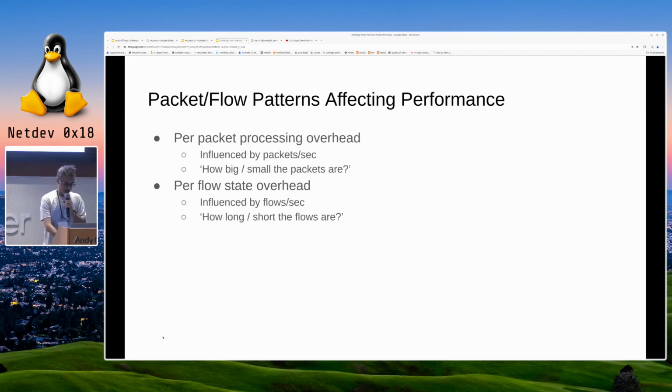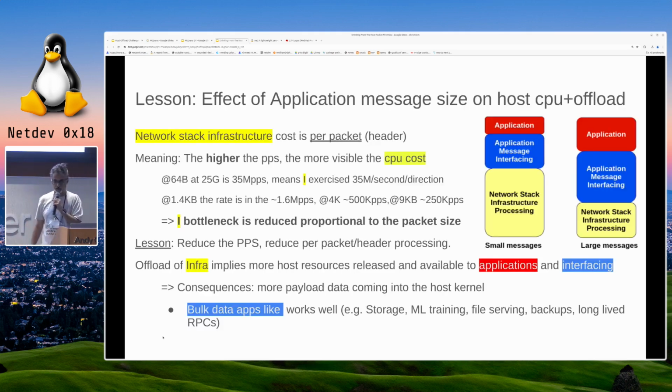So again, I should say that there are two patterns. One is, you have a lot of packets per second. Then maybe one technique is you want to reduce the packets per second. So things like TSO, GRO, that's the main trick. The other overhead is per flow overhead. You know, how many flows per second do you achieve? Because every time you get a flow, you have to create state. Every time you terminate, you have to delete the state. So how long or short the flows are is very important and has an effect on offloads.